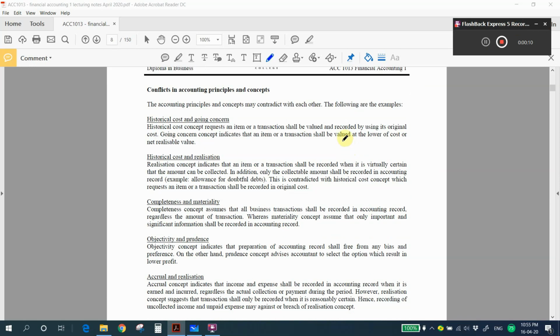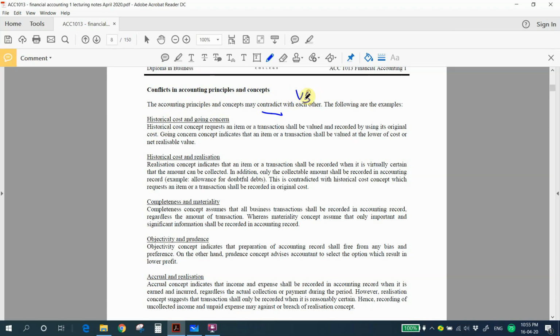So in part 2 we have discussed a lot of accounting principles and concepts, and actually if you look into detail you can find out that each accounting principle and concept may conflict with each other. So let's come back to the textbook. The accounting principles and concepts may contradict. It means that they are in the opposite. It's not the same with each other. So the following are the examples.